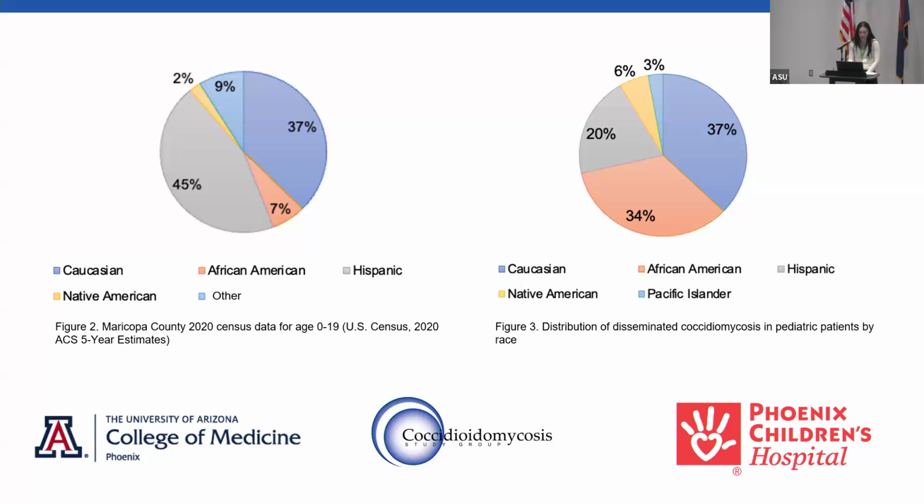And this figure here on the left shows the census data of Maricopa County in 2020 for those who were between the ages of 0 to 19. And figure 3 here shows the distribution of disseminated cocci in this study's cohort by race, with the highest prevalence in Caucasians at 37%, next African Americans at 34%, and Hispanics at 20%. So comparing these two pie charts, we can see that those of African heritage were disproportionately more impacted by disseminated disease.